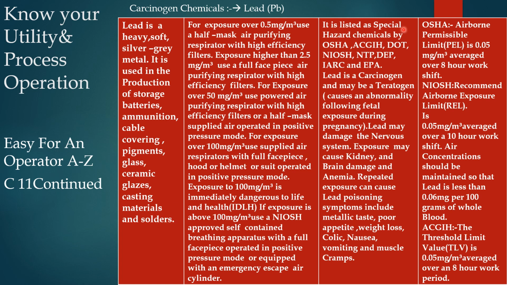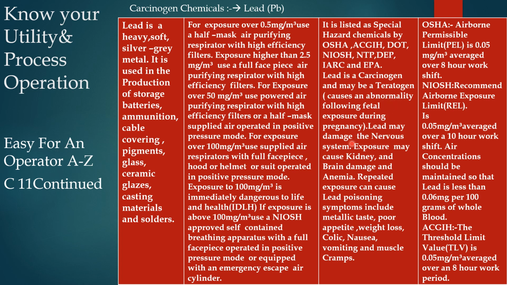Lead is listed as a special hazard chemical by OSHA, ACGIH, DOT, NIOSH, NTP, DEP, IARC, and EPA. Lead is a carcinogen and may be a teratogen, that is, it causes an abnormality following fetal exposure during pregnancy. So the persons, particularly humans, who are working in the atmosphere of lead, exposed to lead, may have problems during pregnancy. So they have to be careful.